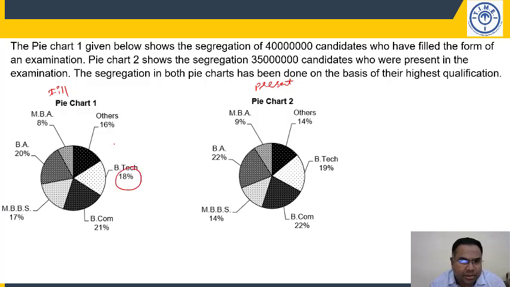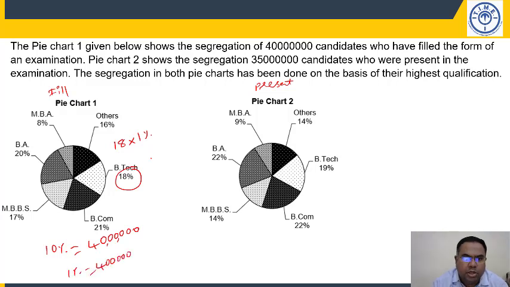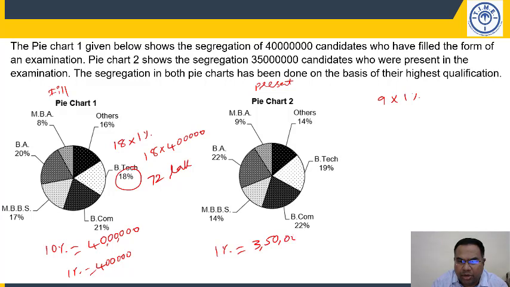BTech is 18%. So 18 into 1%. So how much is 1% value here? We know 10% is 40 lakhs. Right? 1% will be 4 lakh. So 18 into 4 lakh. So obviously 72 lakh. MBA 9%. 9 into 1%. How much is 1% here? We know 1% will be 3,50,000. Already I told you. We have discussed this, right? So 9 into 3,50,000. 4 zeros will be there, then 270 plus 45, 315. So this is 31.5 lakh.